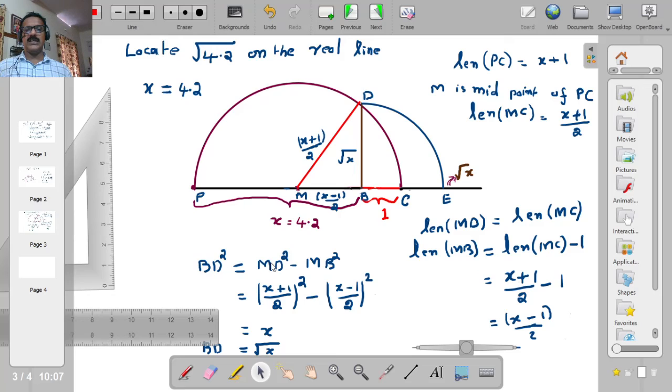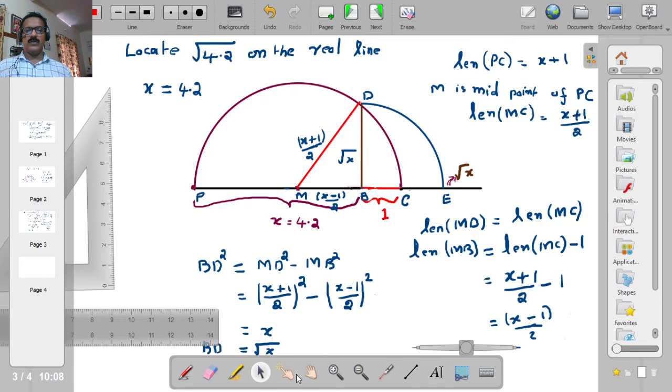See, A squared is equal to H squared minus B squared. Length of MD is equal to (x plus 1) upon 2. Length of MD is the length of MC only, and length of MC is (x plus 1) upon 2. So length of MD will also be (x plus 1) upon 2. So MD squared is equal to ((x plus 1) upon 2) the whole squared. And MB squared is equal to ((x minus 1) upon 2) the whole squared.